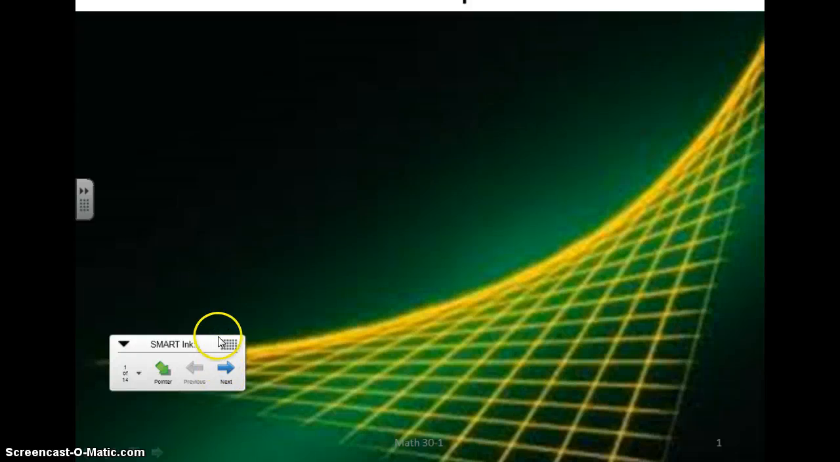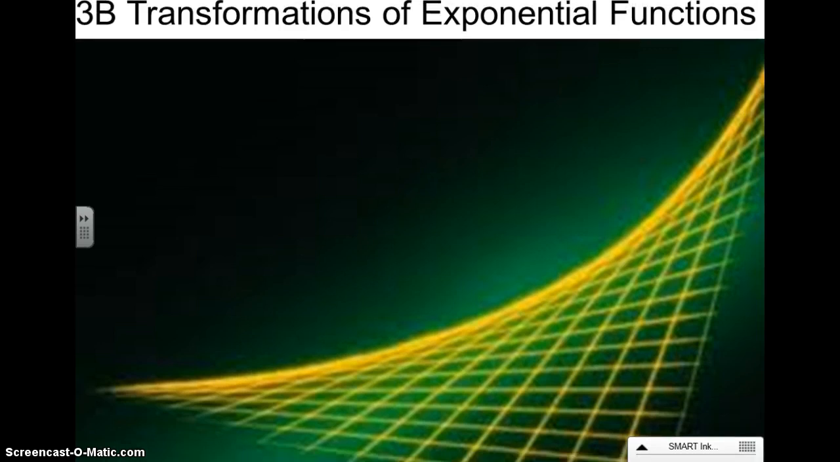Hello, Math 30-1. Welcome to Lesson 3B in our Travels Through Exponential and Logarithmic Functions. In this lesson, we're going to talk about transforming exponential functions.